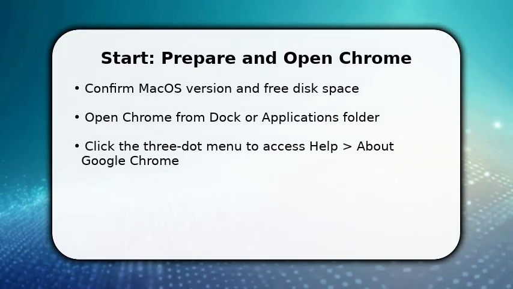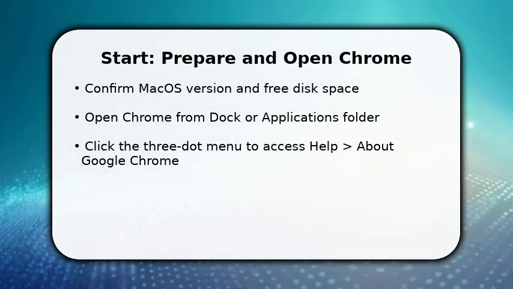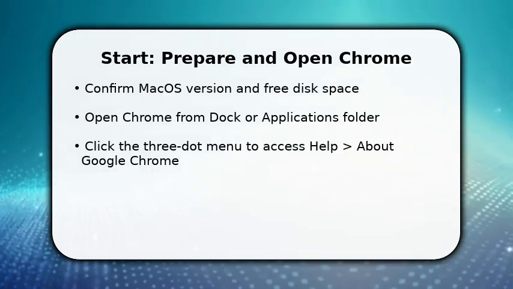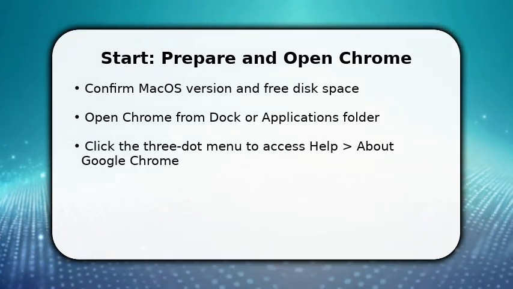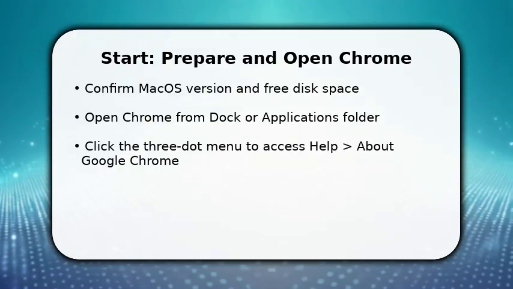Once Chrome is open, go to the three-dot menu at the top right and choose Help, then About Google Chrome. This step starts the update check. Chrome will automatically look for the latest build so you don't have to hunt for installers.